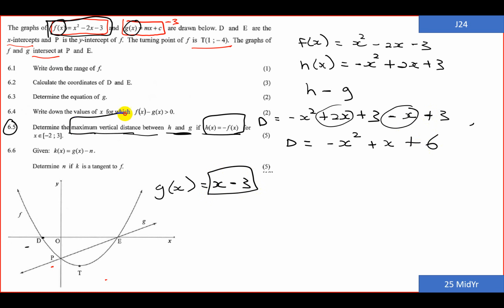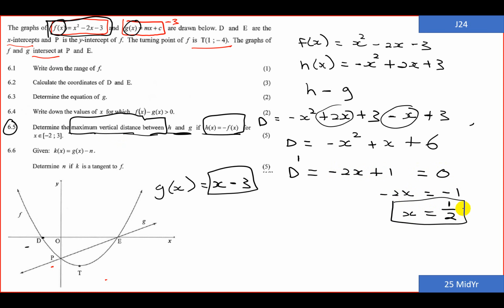Now remember the question is saying find the maximum vertical distance. So all you got to do is find the derivative, which will be minus 2x plus 1. And then you can equate that to 0. And then you got minus 2x is equal to minus 1. Dividing by negative 2, you're going to get x to be half. But the question was to find the maximum vertical distance. So at x equal to half, we have the maximum distance. The actual maximum distance, we need to sub x back into the distance formula. So d is equal to, your distance formula is saying minus x squared plus x plus 6. And then all I'm going to do now is substitute the half.